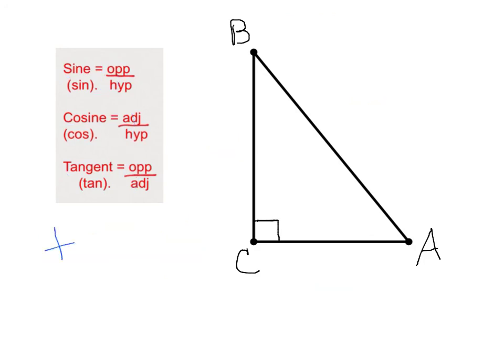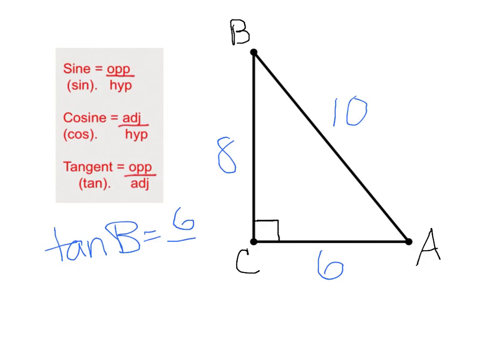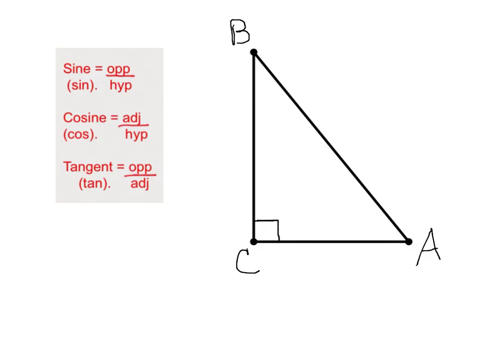Okay, let's try another one. Let's try the tangent of B. Again, we'll make this 6, 8, 10. So the tangent of B, we look here, opposite, adjacent. So we're at B, opposite is 6, adjacent is 8. So it is 6 over 8. Okay, it's that simple.